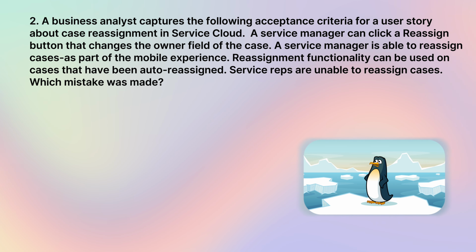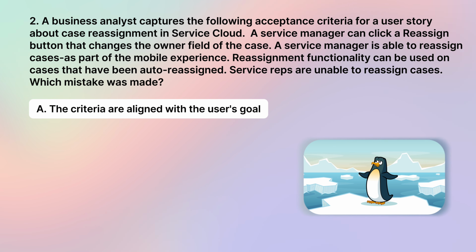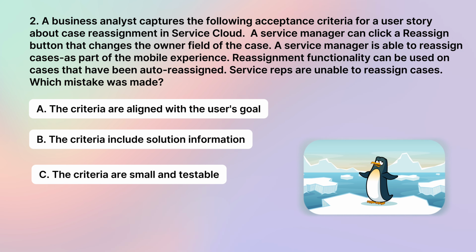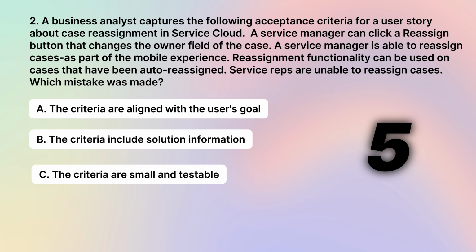Which mistake was made? A. The criteria are aligned with the user's goal. B. The criteria include solution information. C. The criteria are small and testable.